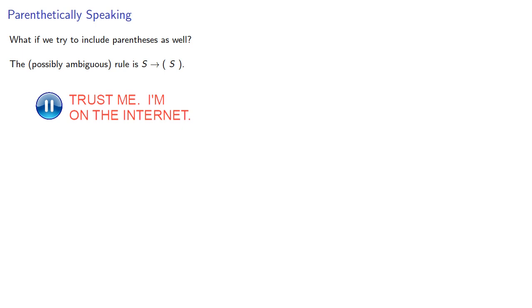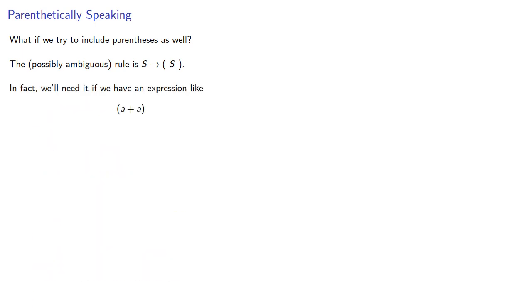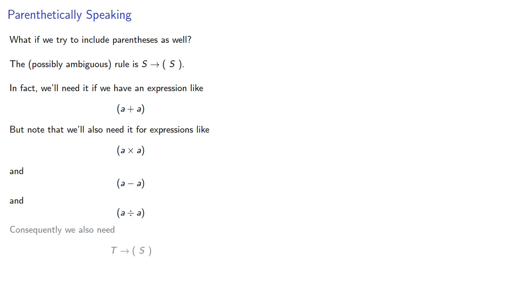What if we try to include parentheses as well? The possibly ambiguous rule is S produces parenthesis S. In fact, we'll need it if we have an expression like parenthesis a plus a. But note that we'll also need it for expressions like a times a, and a minus a, and a divided by a. Consequently, we'll also need T produces parenthesis S.